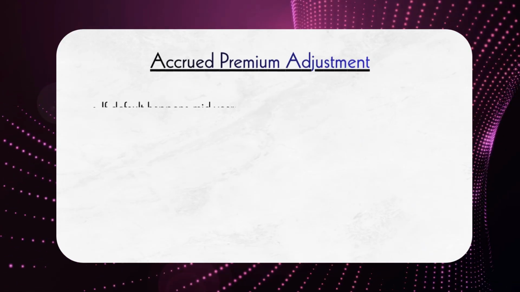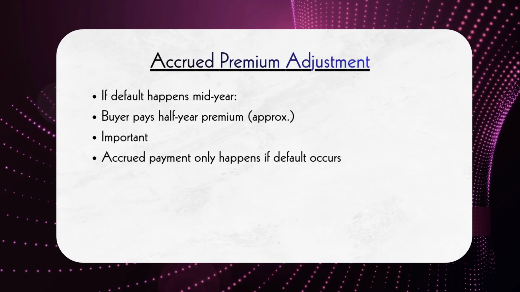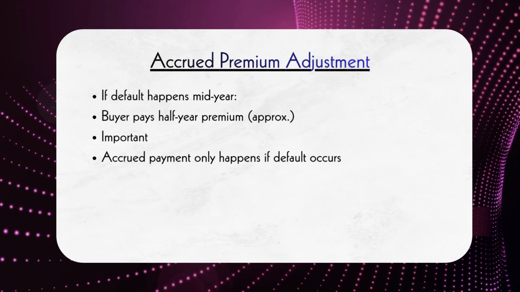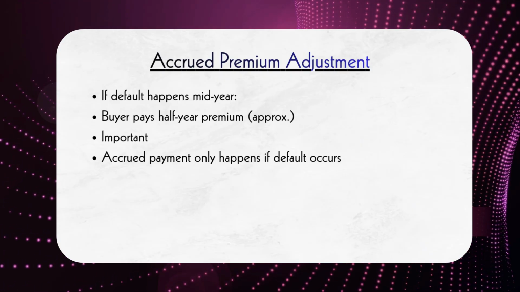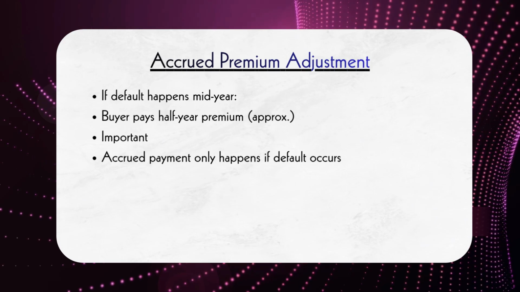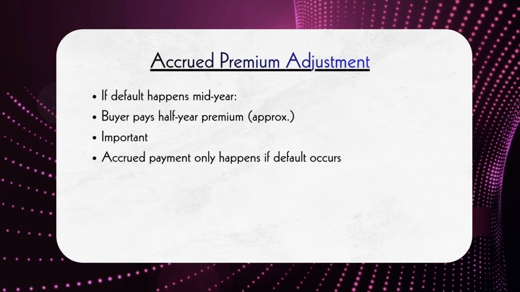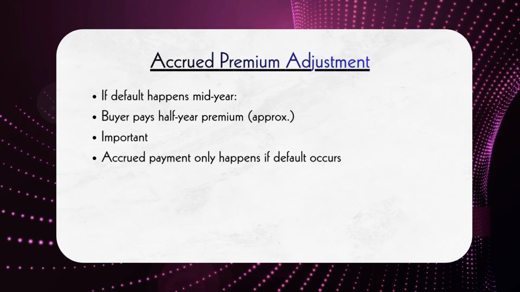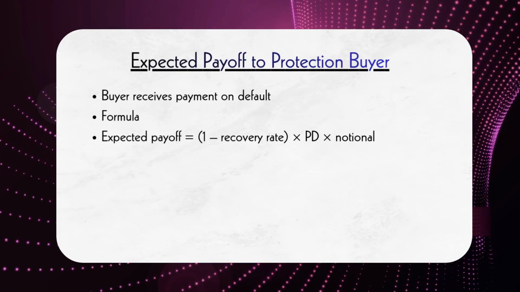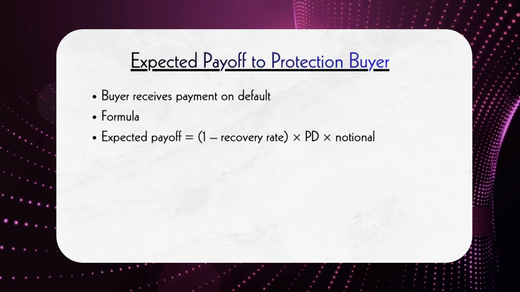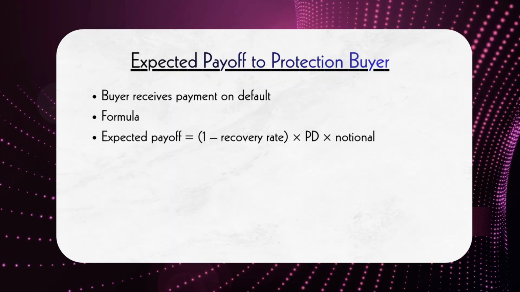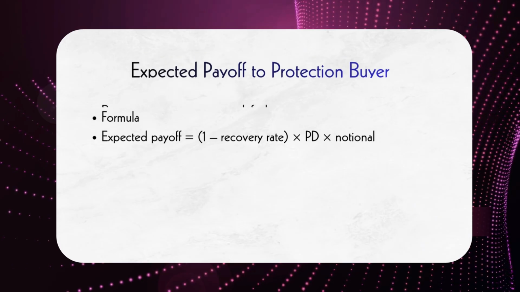There is one more adjustment to consider. If default happens in the middle of the year, you still owe a partial premium for that year. This is called the accrued premium, and it is usually approximated as half of the annual payment. This amount is only paid if default actually occurs. On the other side, the protection seller is expected to make a payment if default occurs. The expected payoff to the protection buyer is calculated as 1 minus the recovery rate, multiplied by the probability of default and the notional amount. This represents the expected loss due to default.